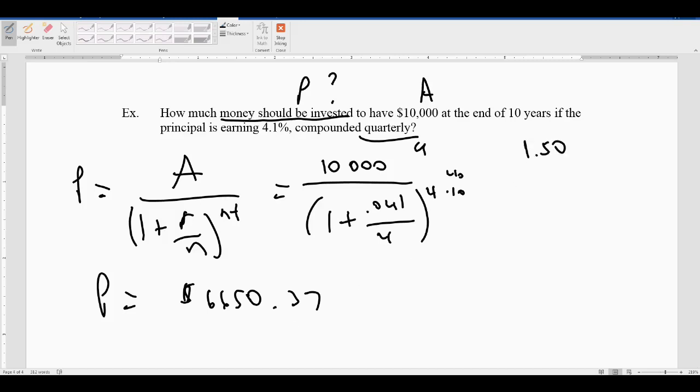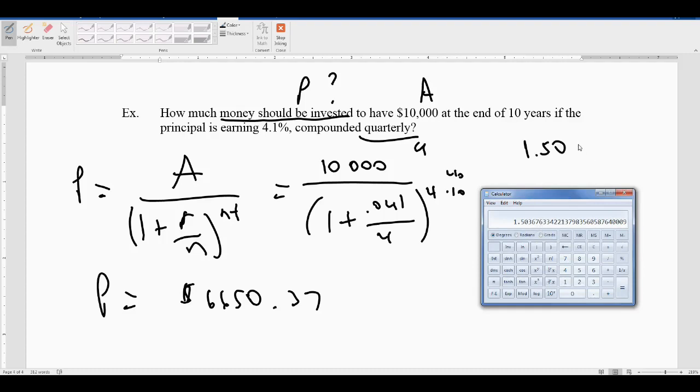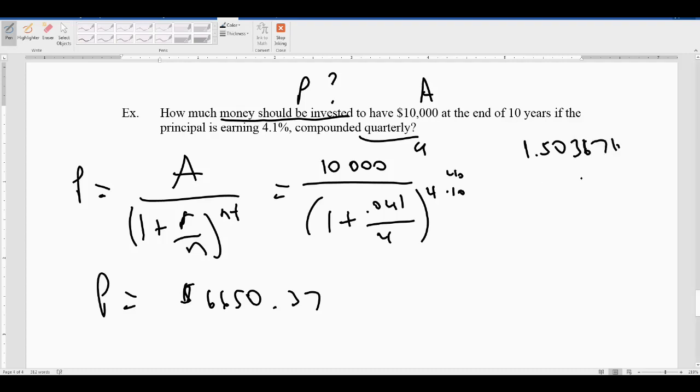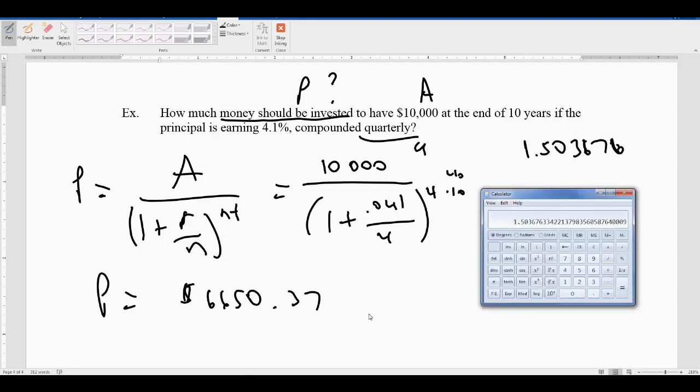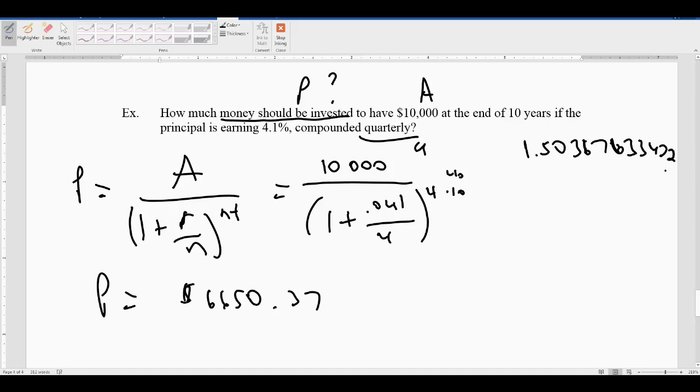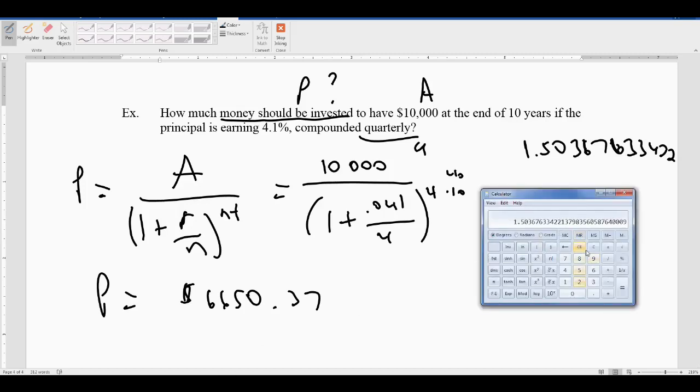1.5, well, not all of them, but we'll use quite a few of them. 3676. And this is just to be as accurate as possible towards the end. The rule is don't round until the very end. 503676334422. So let's just use that. Hopefully that'll be enough. So we have 10,000 divided by 1.503676334422. Yeah, it's pretty good. So use quite a few digits just to be safe.